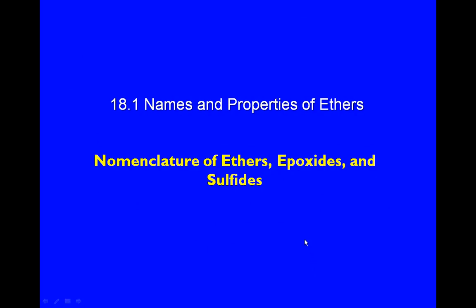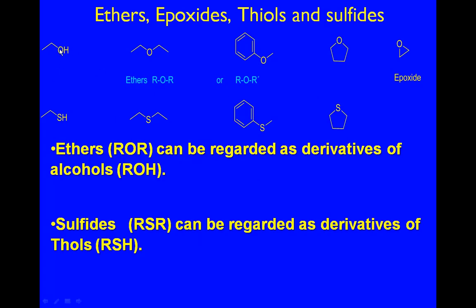Anyhow, the nomenclature of ethers, epoxides and sulfides. I'm not going to discuss the nomenclature of thiols because we have dealt with that in the chapter on alcohols. Thiols are synonymous to alcohols in their structure, except that oxygen is replaced by sulfur. This also has two pairs of electrons on sulfur, whereas oxygen has two lone pairs of electrons.